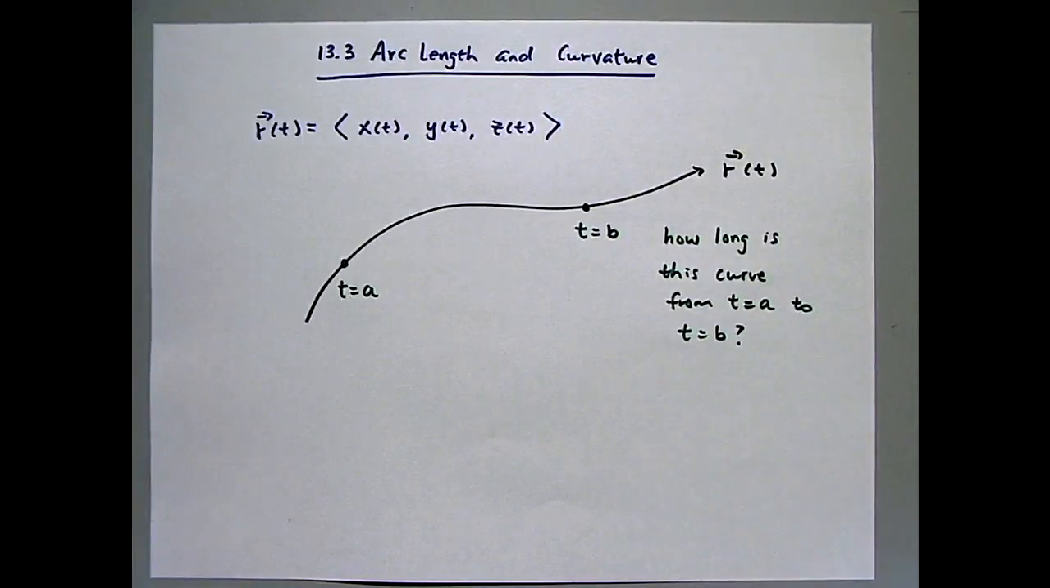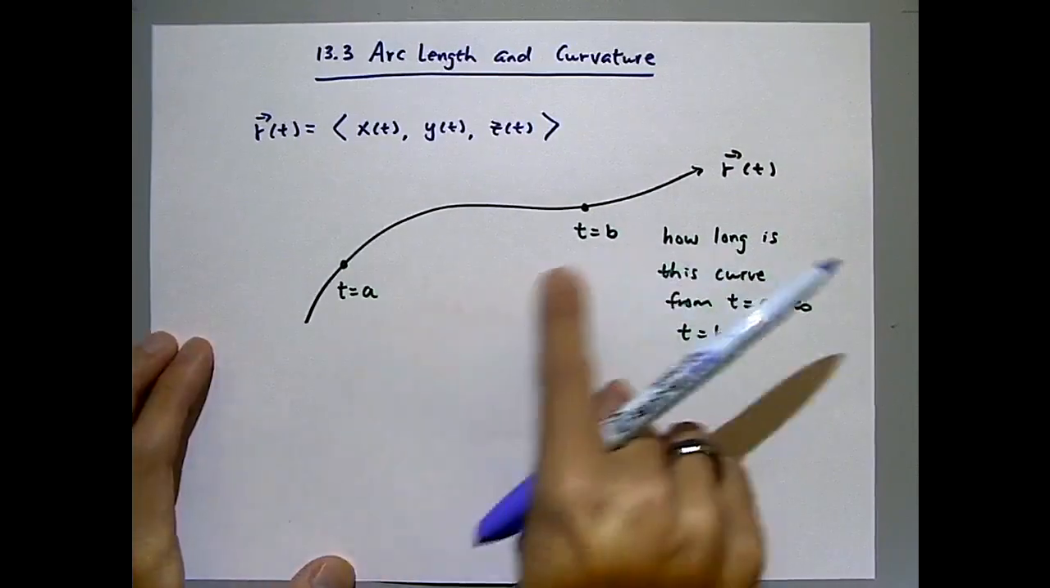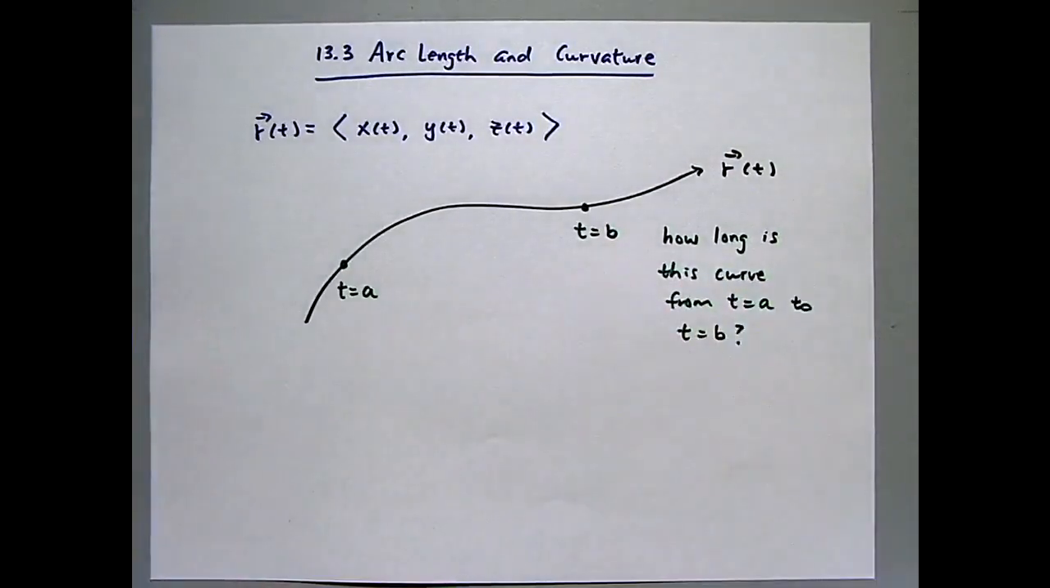Okay, it's a very practical question. If you can describe the motion of any object, an airplane, for example, as a function of time, you want to know how much distance it has traveled for various reasons from a to b. It's a very practical question. So how do we find this?